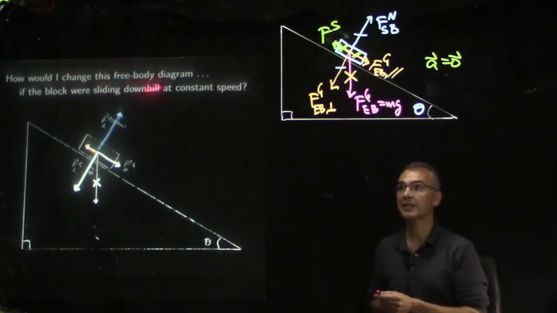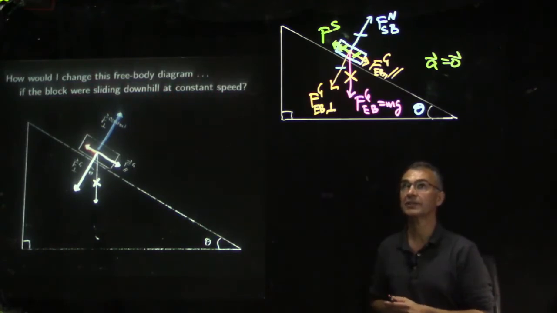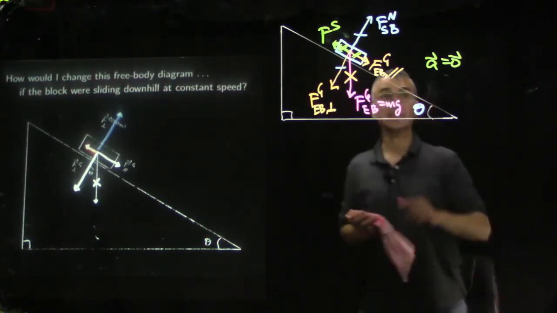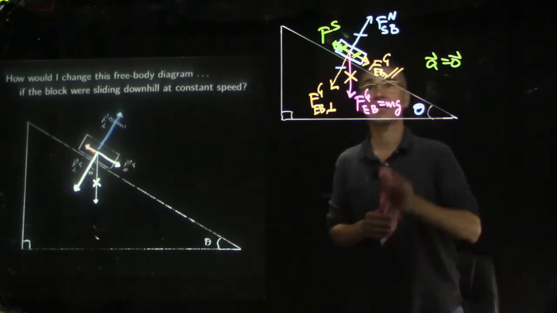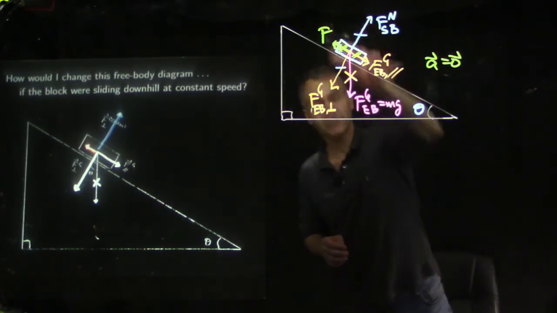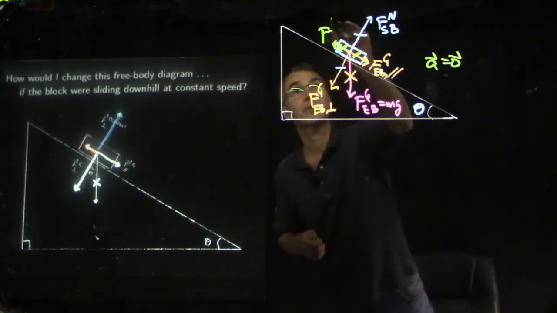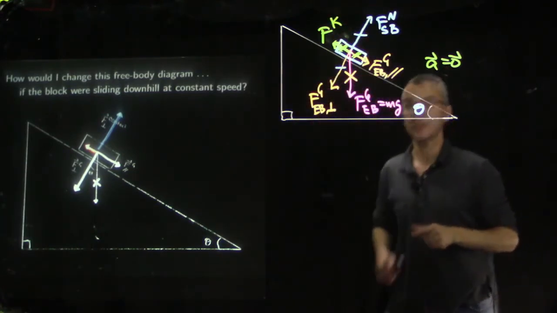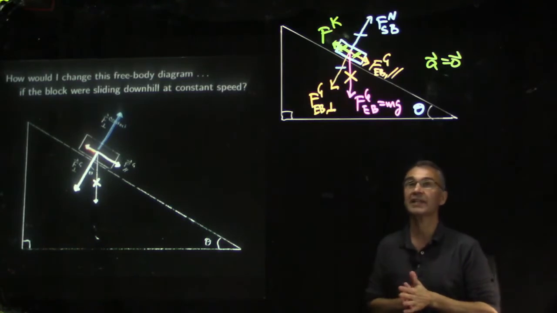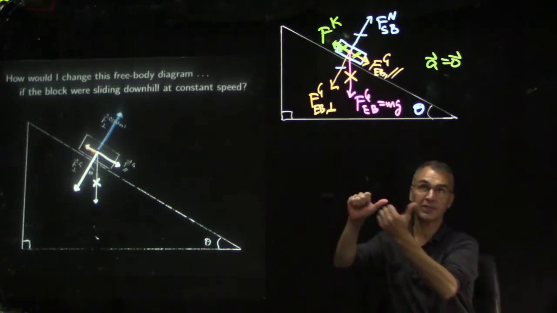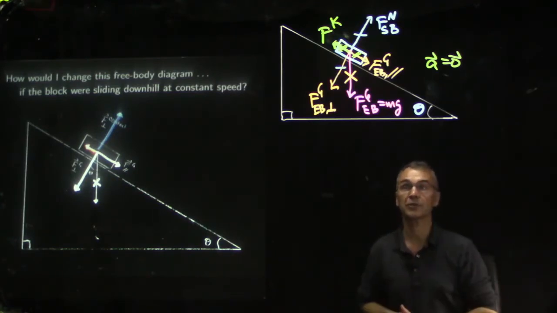How would I change this free body diagram if the block were sliding downhill at constant speed? Well, there would still be an acceleration of 0 if it's sliding downhill at constant speed. But now, instead of this being static friction, this would have to be kinetic friction. I think otherwise it's the same. So if it's sliding downhill, then it's kinetic rather than static friction. But if the velocity points downhill, then friction must point uphill. So I think that makes sense. So I would just change the static to a kinetic, and I think then it's fine. This is constant velocity, and it's moving downhill.